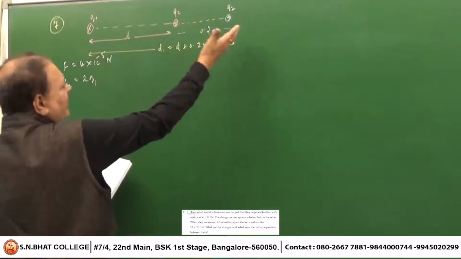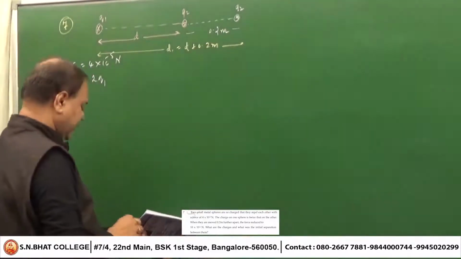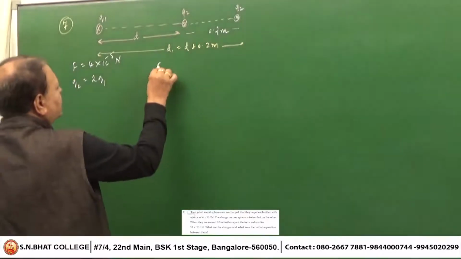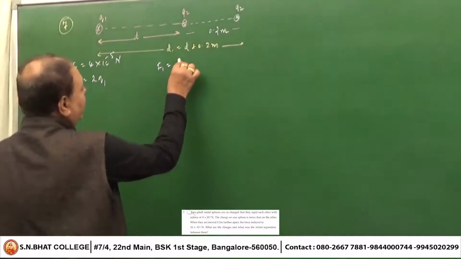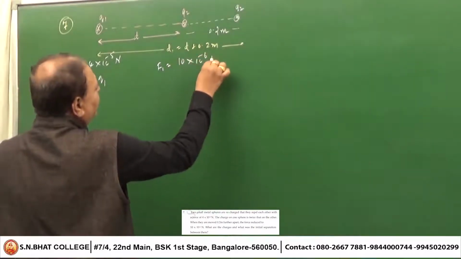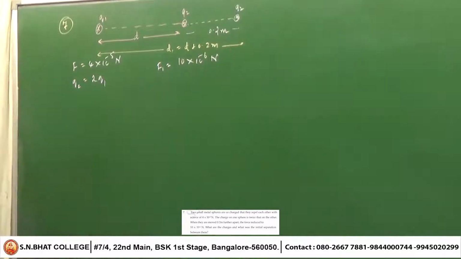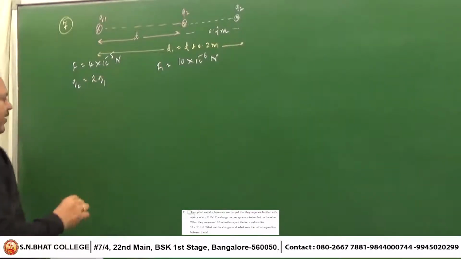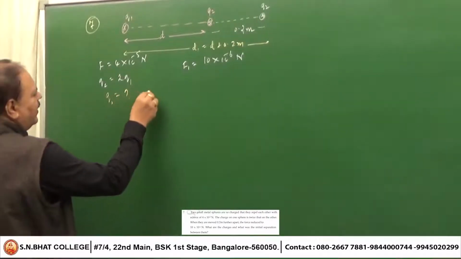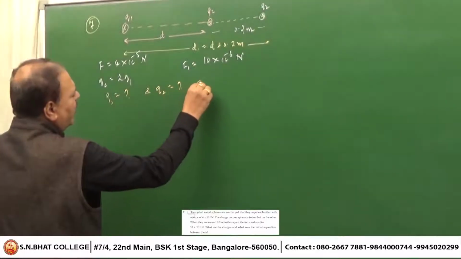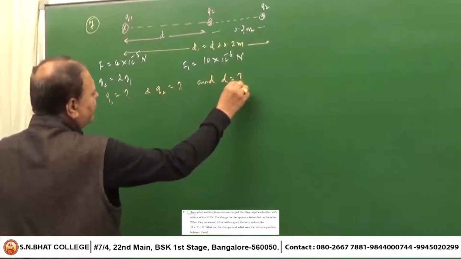Because he has moved further away, force decreases. He says force decreases. Then what is the new force? The new force F1 is equal to 10 into 10 to the power of minus 6 Newton. Naturally, you notice that the force decreases when the distance increases. Okay. Then, what are the charges? He says, calculate the value of Q1, calculate the value of Q2, and the distance between them also.